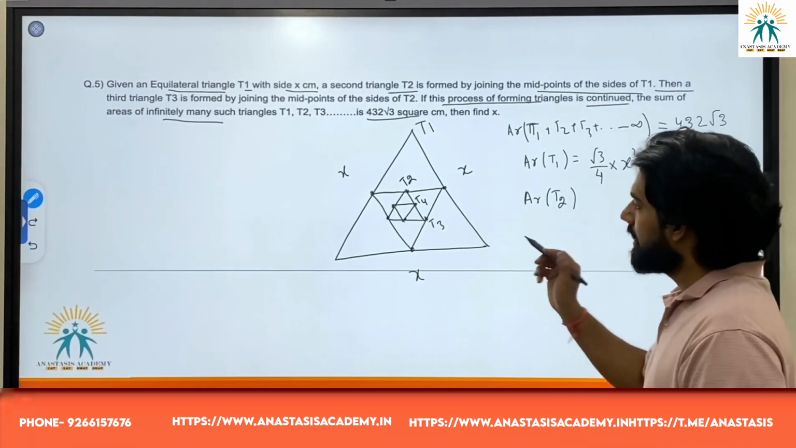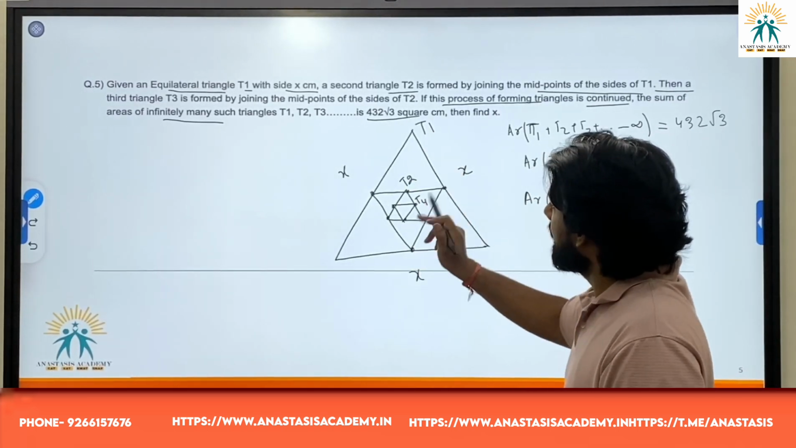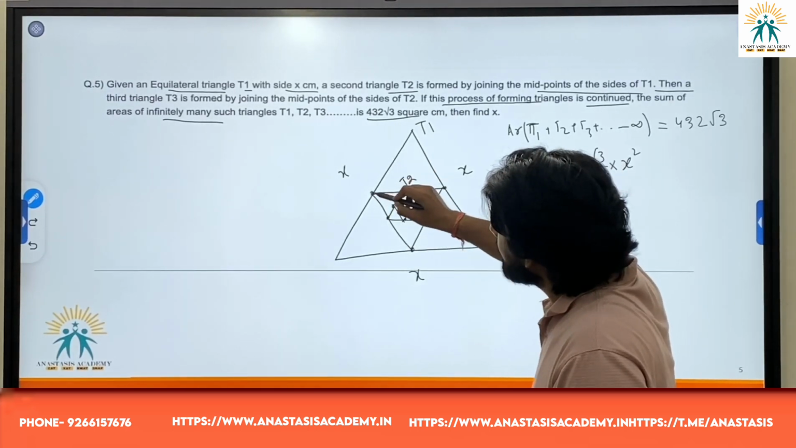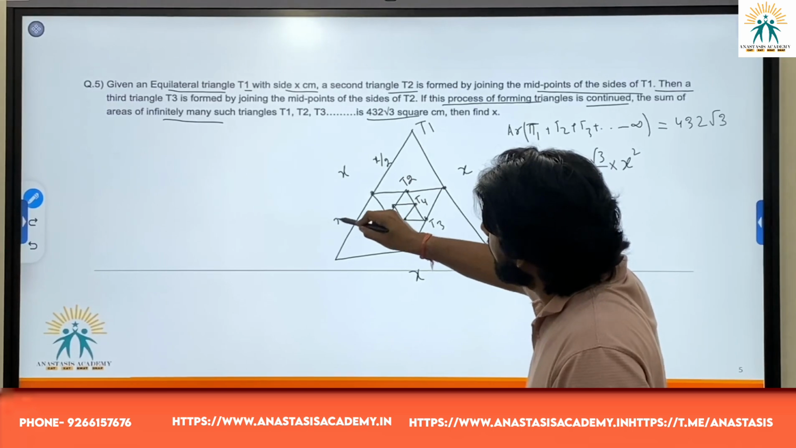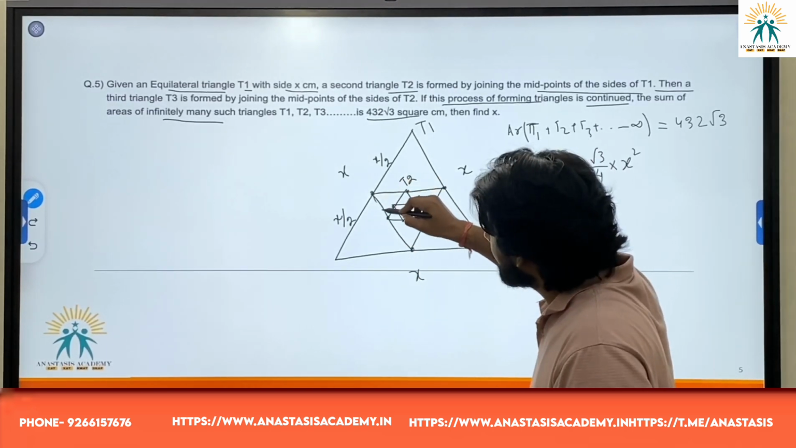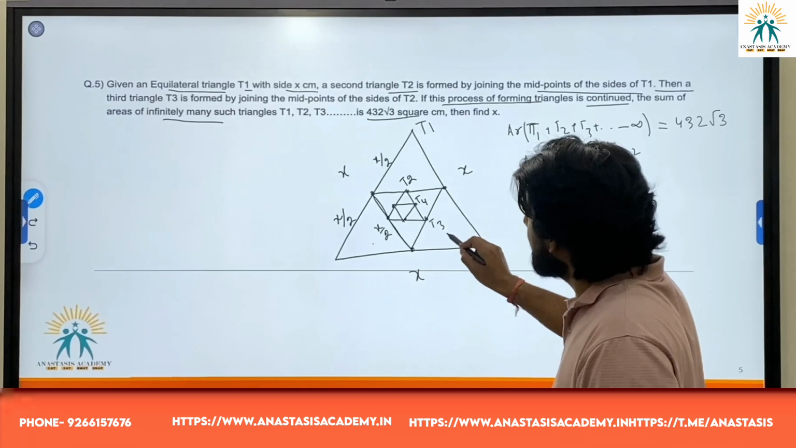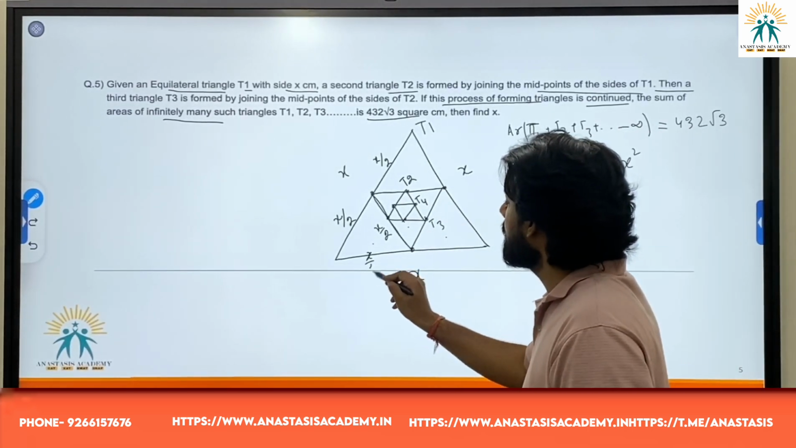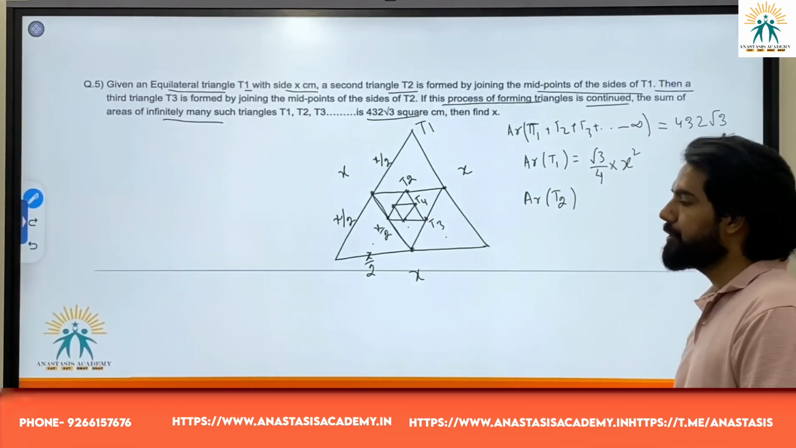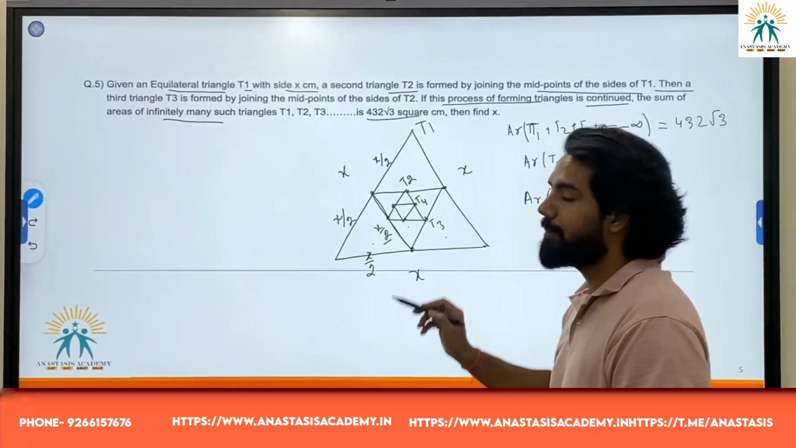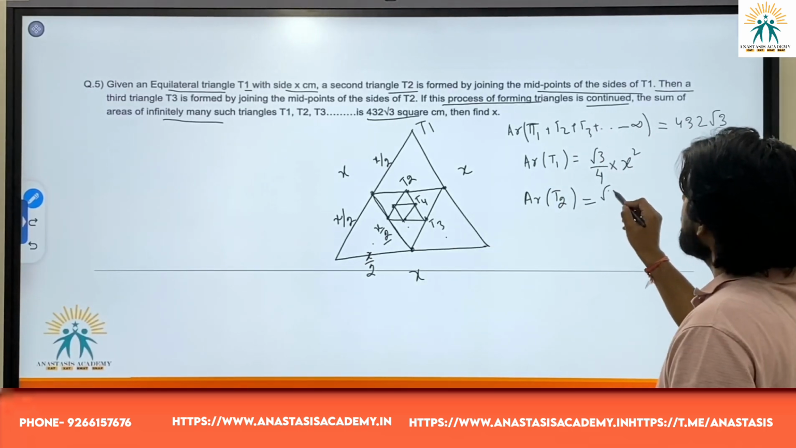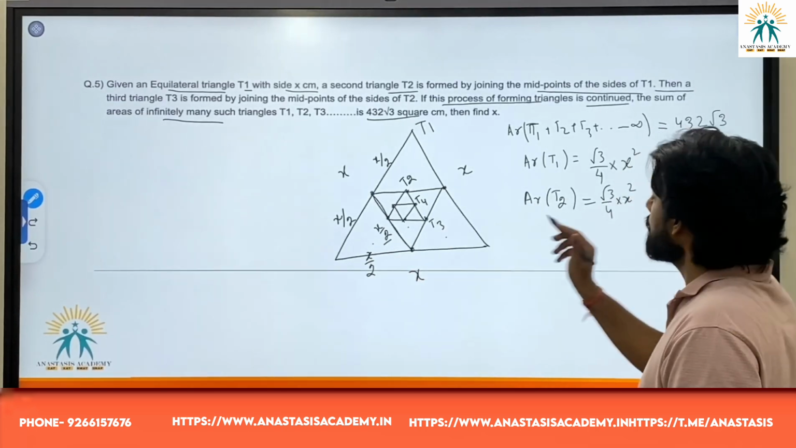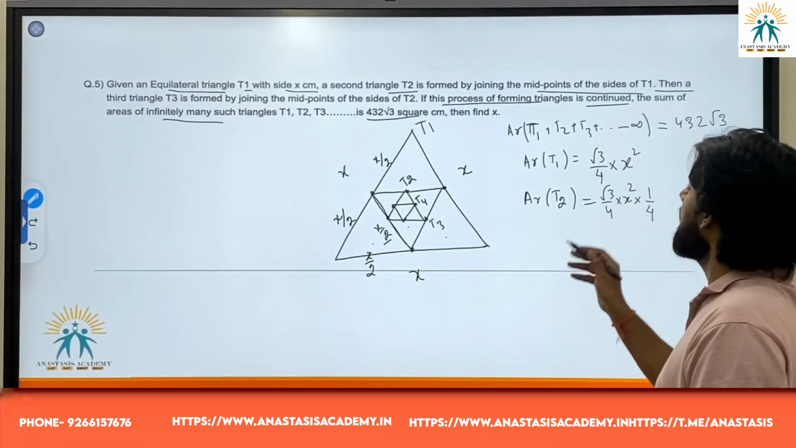Now, let's see that this triangle T2 is formed by joining the midpoints of these sides. If this is the midpoint, the length of this side is x by 2, the length of this side is x by 2, and the length of this side would be x by 2, because these four equilateral triangles are formed by joining the midpoints. So the side of the formed equilateral triangle would be x by 2. So its area must be root 3 by 4 into side square, that is x square by 2 square, which is 4, or 1 by 4 times the area of the earlier equilateral triangle.